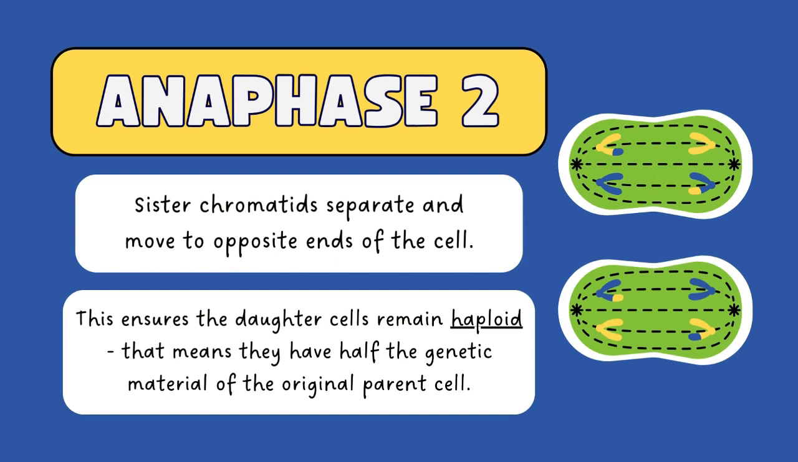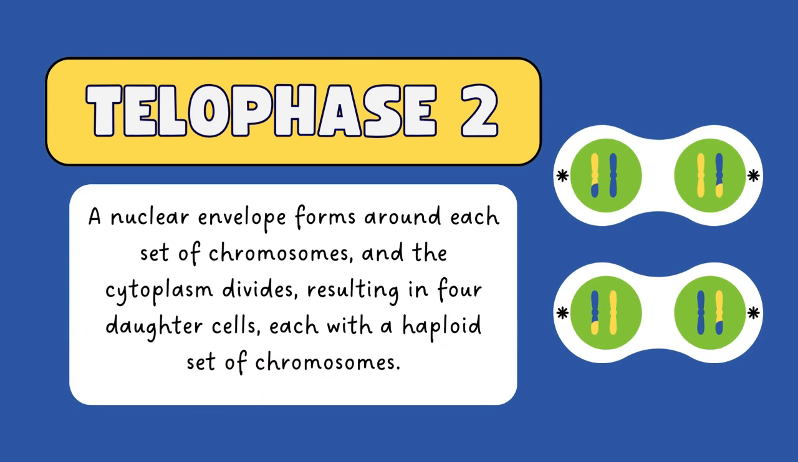And this will ensure that the daughter cells remain haploid. That means that they have half the genetic material of the original parent cell. And lastly, it will end in telophase 2. In this phase, a nuclear envelope forms around the set of chromosomes, and then the cytoplasm divides. That will result in 4 daughter cells, and they are genetically unique due to the random separation of sister chromatids.